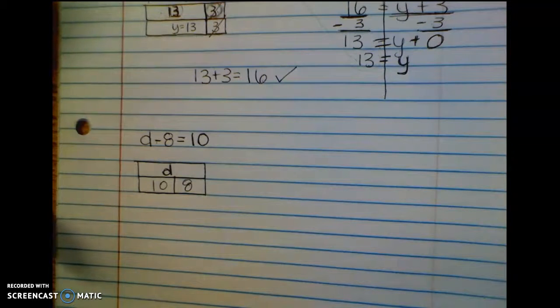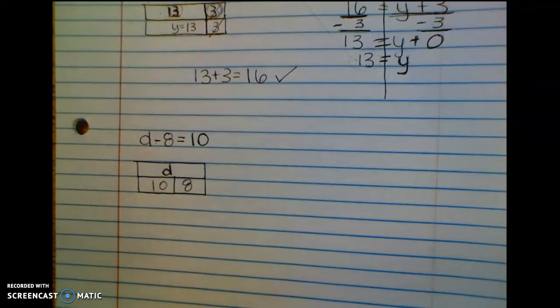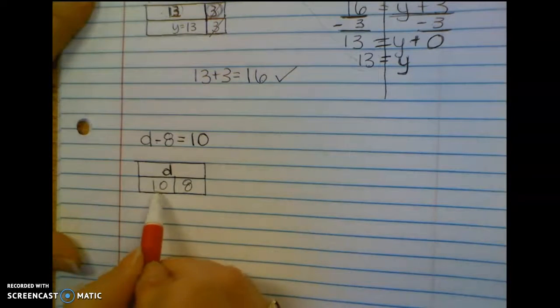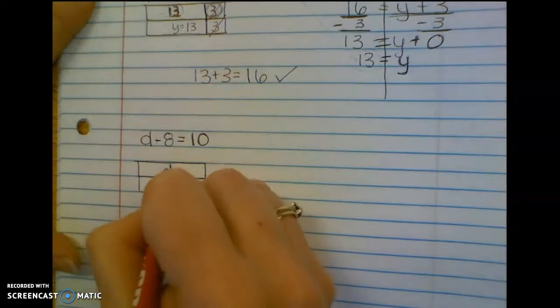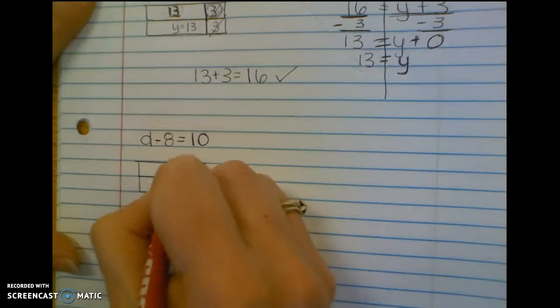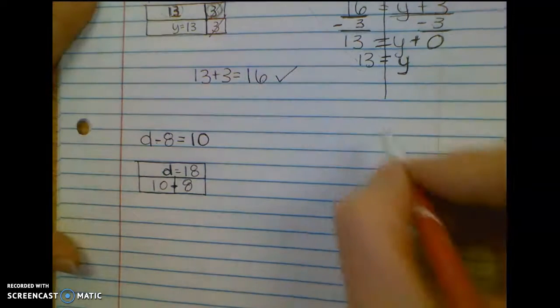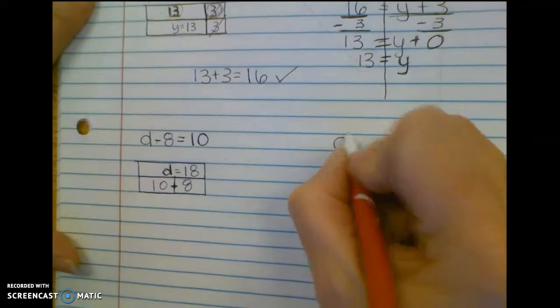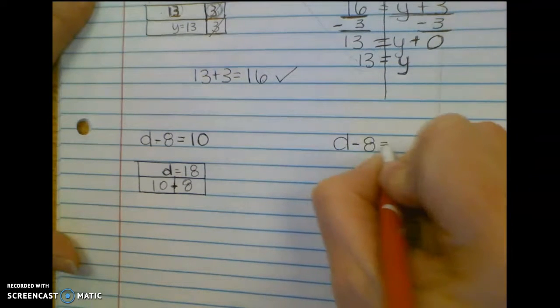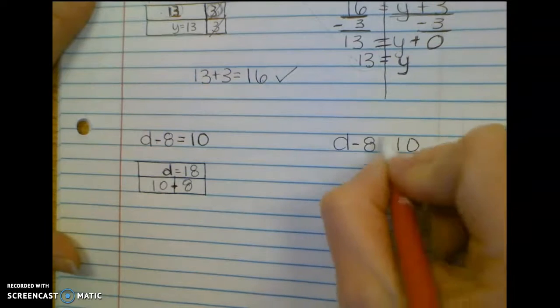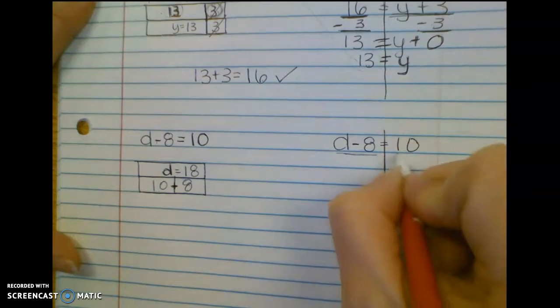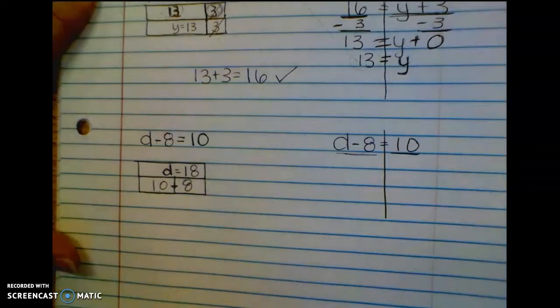And our other part we're left with is 10. So I love this model because right away the answer to d should be glaring at you. Because if d is the same as 10 and 8, isn't it just 10 plus 8 that will get us what d equals? So d should equal 18. So now let's do that algebraically. If I have d minus 8 equals 10, here's one side of my pan balance. Here's the other side of my pan balance.